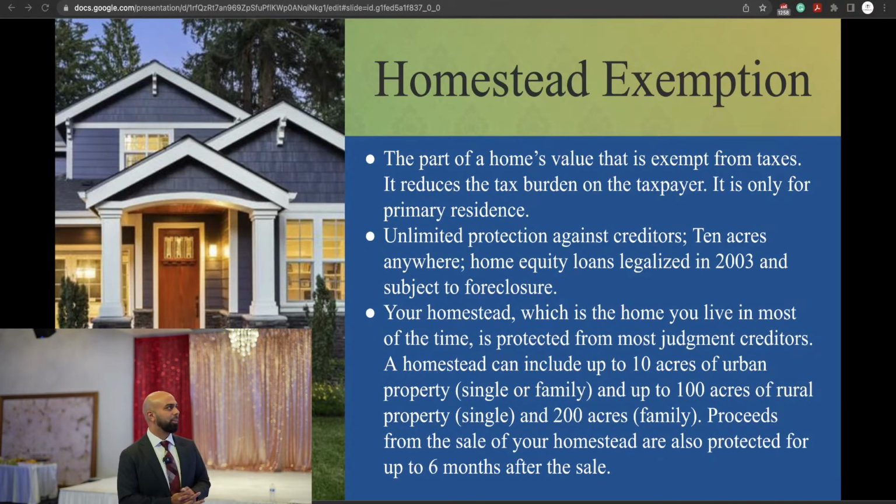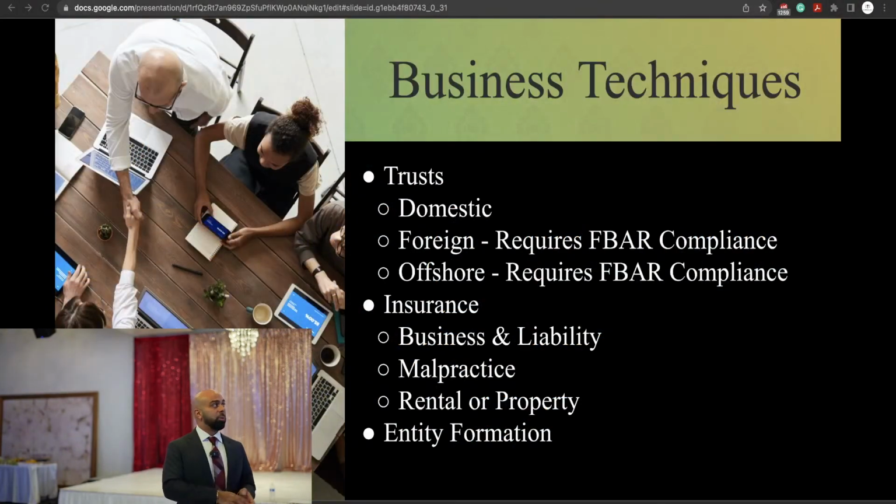Okay. Next slide. Now we're going to move into business techniques, and this is, again, where my focus is: trusts, domestic, foreign, offshore. I didn't really go into it before, but I'm going to spend a few minutes here discussing what trusts are. Trusts are essentially make-believe. They don't really exist. But that doesn't mean that they cannot actually help you.